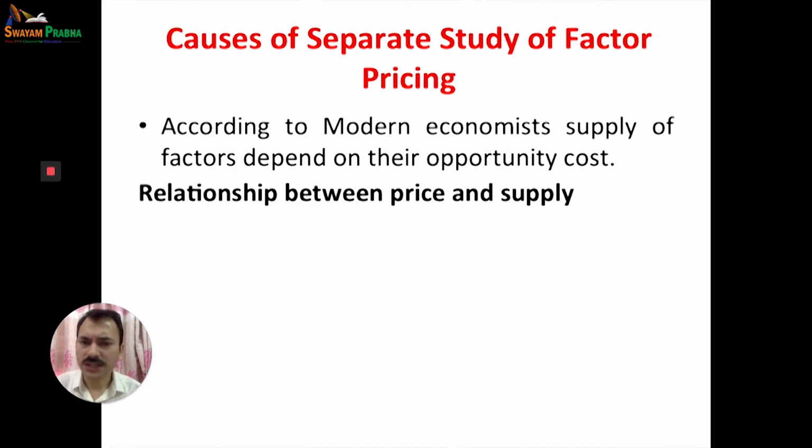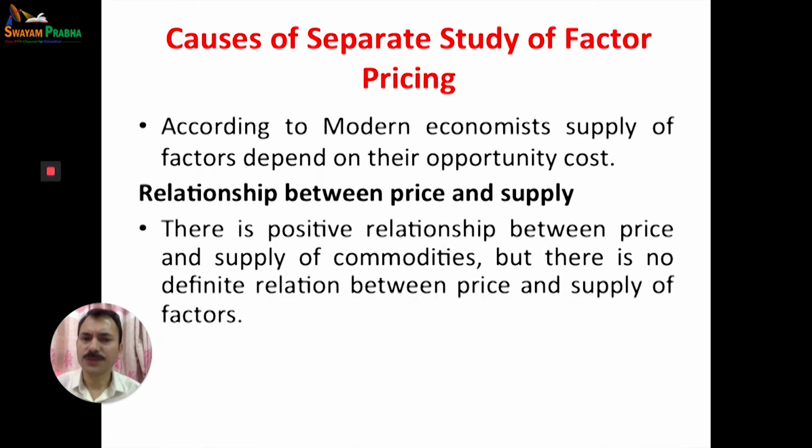Let us see the relationship between price and supply. Second difference, the relationship between price and supply. There is a positive relationship between price and supply of commodities, we have already studied. The higher the price, the higher will be the supply of the commodity. But in case of the factors, supply may not be positive. There's no definite relation between price and supply of factors.